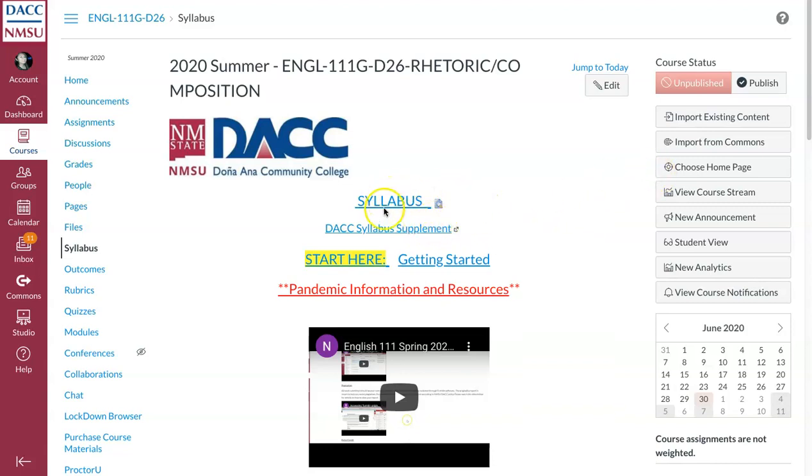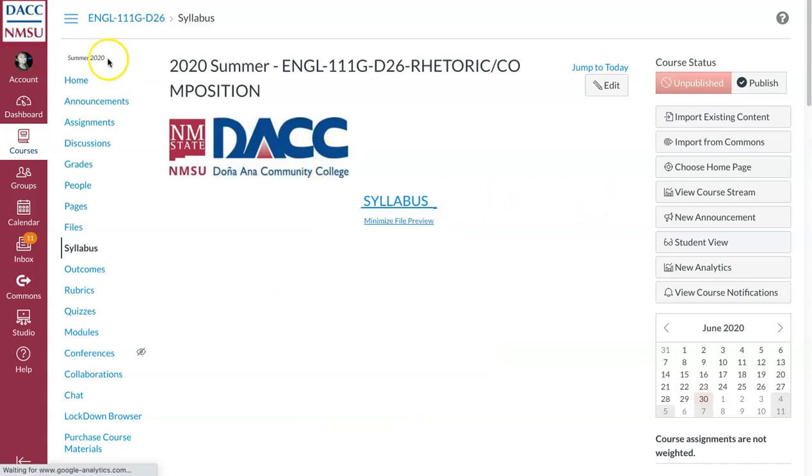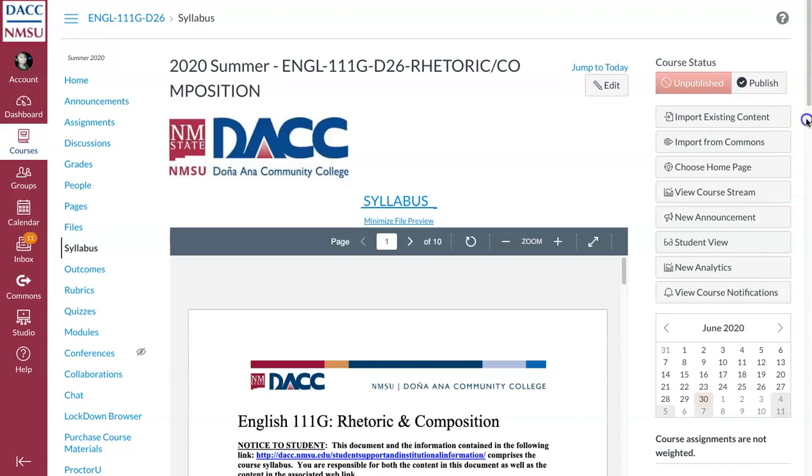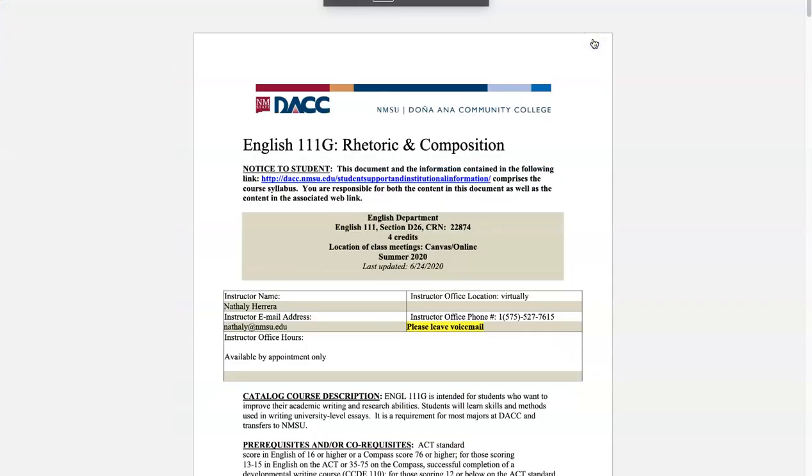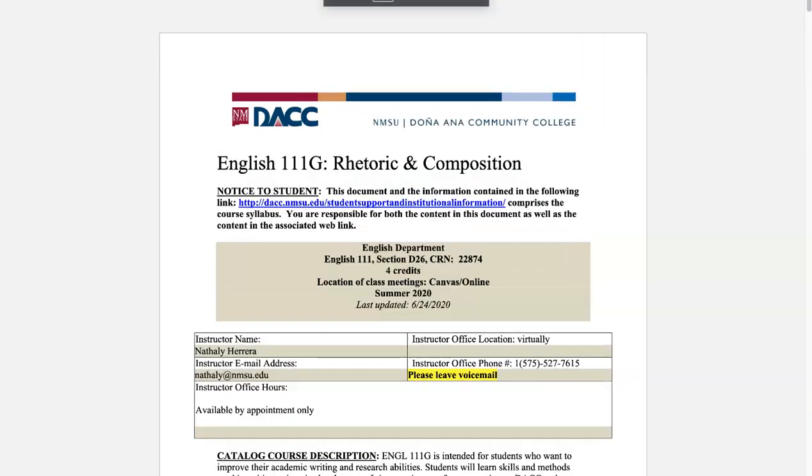You can access the syllabus by clicking on the word syllabus, or you can go ahead and click on the magnifying glass and it will show you a preview of the file. So here you'll see the syllabus. Obviously there's a lot of information, so I'm not going to go over the entire syllabus, but I do want to point out some things that I feel are important.